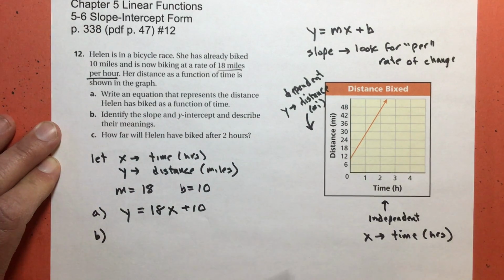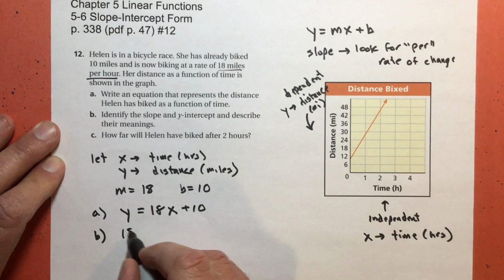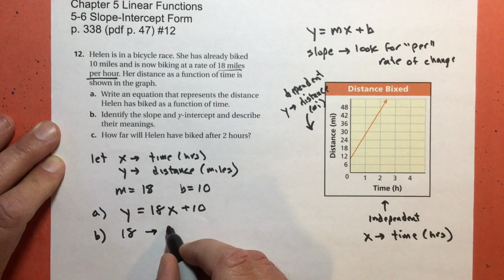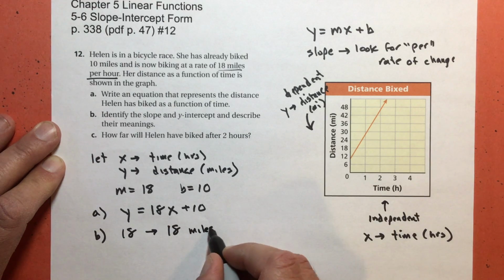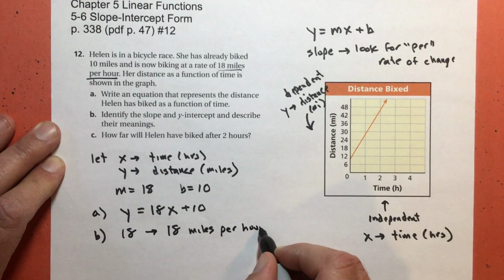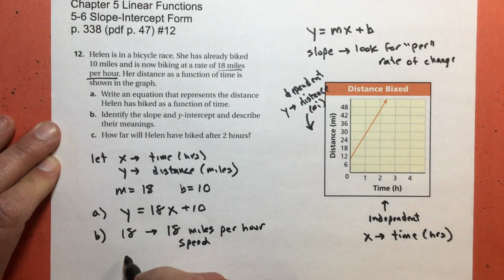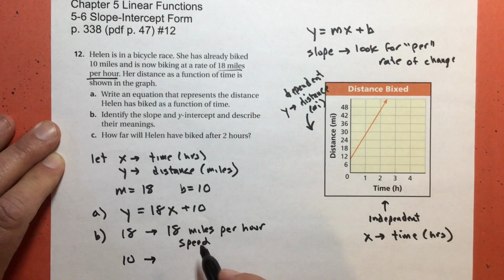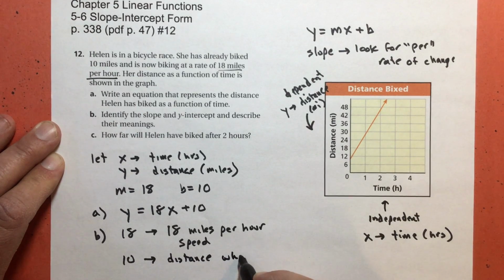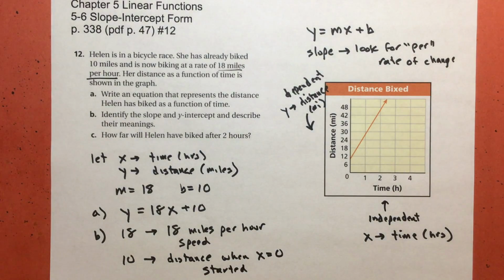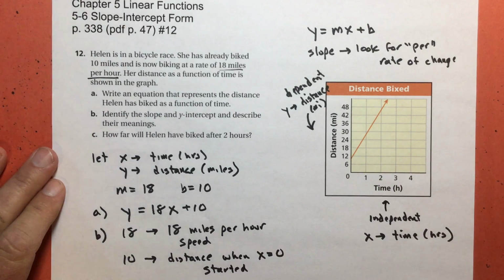Identify the slope and the y-intercept. Well, I guess I've kind of been talking about it. 18 is the slope. This is 18 miles per hour. So in other words, it's how fast she's going. That's her speed. The 10 represents the distance that she's traveled when the time equals 0. In other words, when we started it. Which again, for this problem, doesn't really make sense, because why didn't you start when she started? But we're only looking at the straight line portion of this.